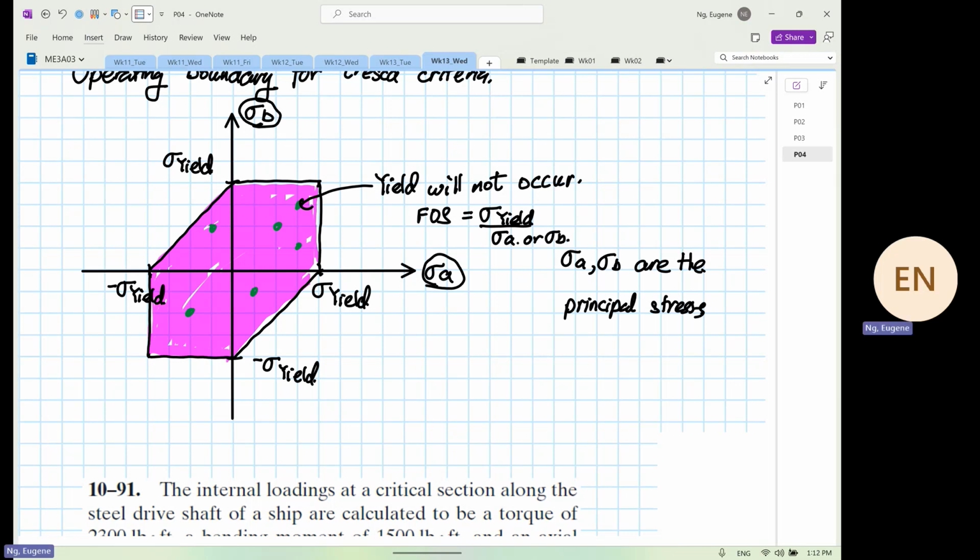B. Are we clear? If any of your stress states are outside, for this case, yielding will occur. When yielding will occur, do not calculate what? Factor of safety. Are we clear?